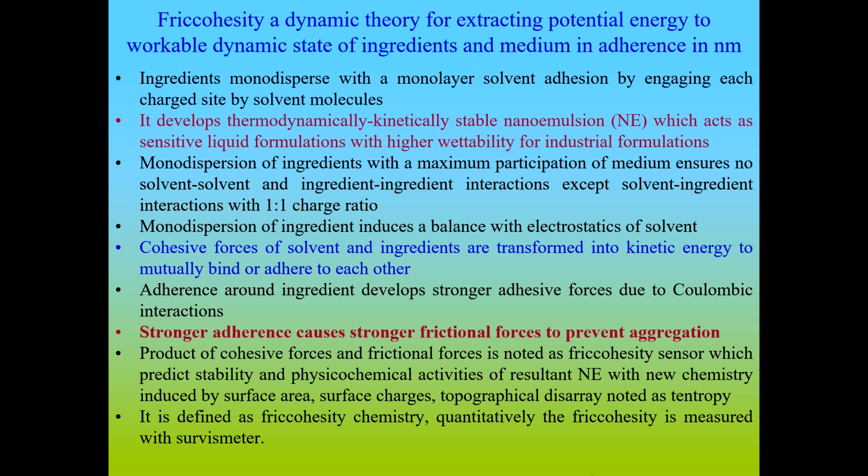That's why, the moment aggregation starts, even at the nano level, then what will happen? Then drastically the parameter, basically the entropy, will change, because nanoemulsions are already, as I told you, highly active, having maximum Brownian motions because of surface area, while the potential energy is almost nil because the cohesive forces are completely utilized in converting the ingredient and the solvent into their monodispersion. So this is the fundamental theory of the friccohesity chemistry.